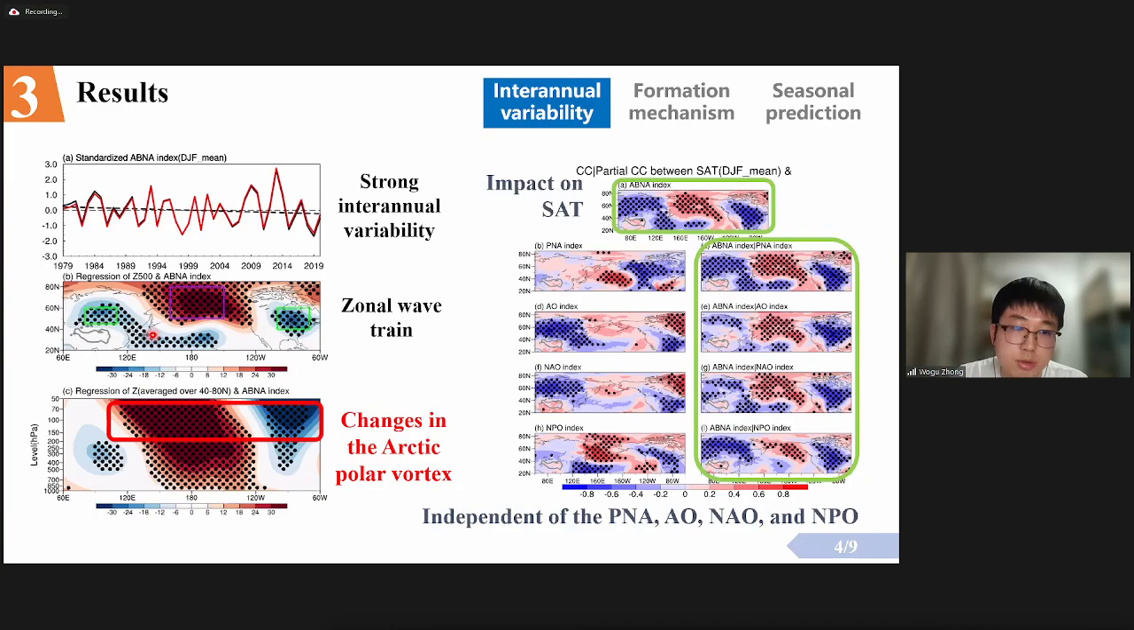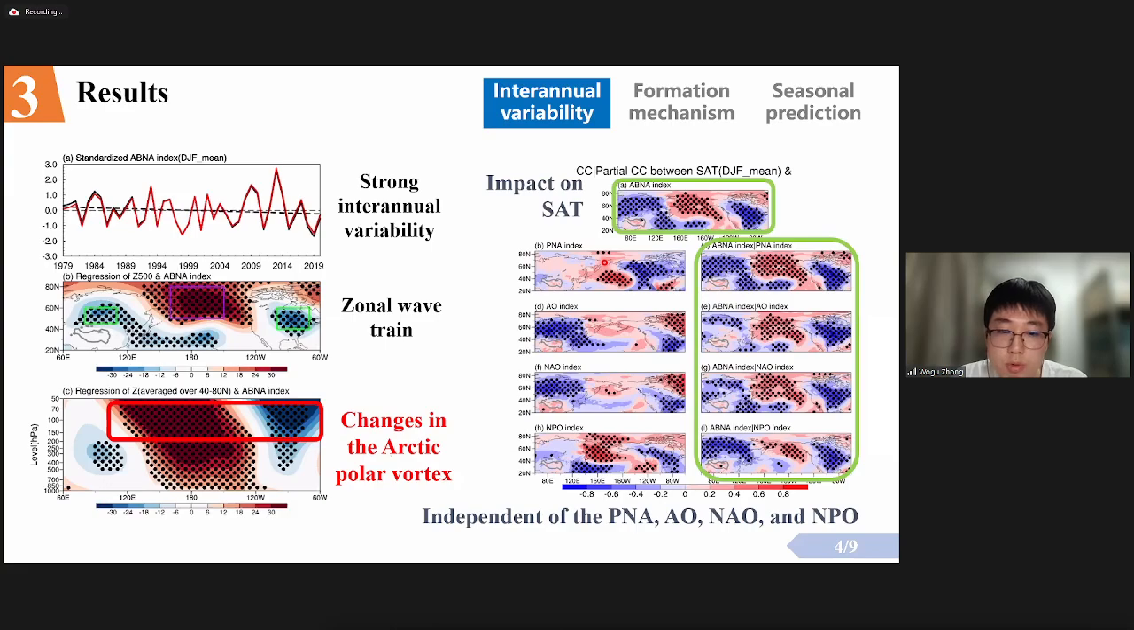From the cross-section of geopotential height anomalies, we can see that the ABNA pattern has an equivalent barotropic structure in the troposphere. These are the same as in previous work. We do find something different, that the ABNA is associated with stratospheric geopotential height anomalies over the Bering Sea and North America. This phenomenon implies that the ABNA is linked to changes in the Arctic stratospheric polar vortex.